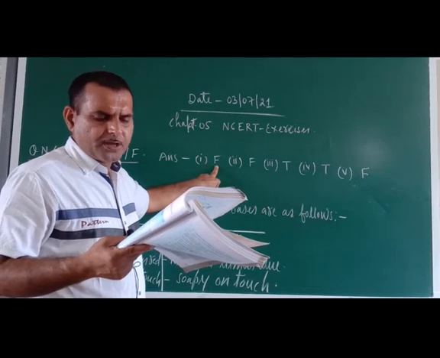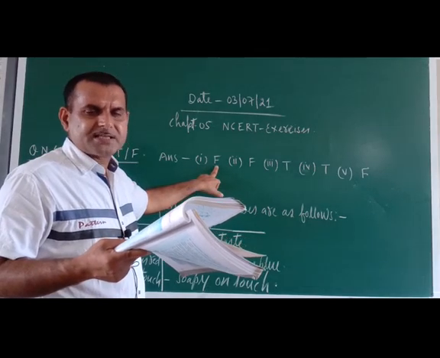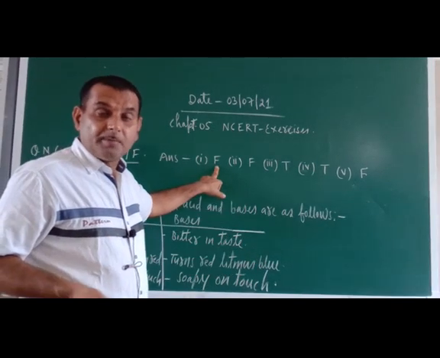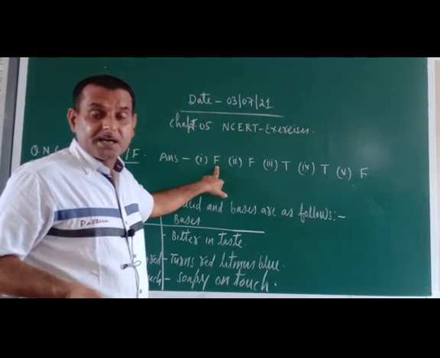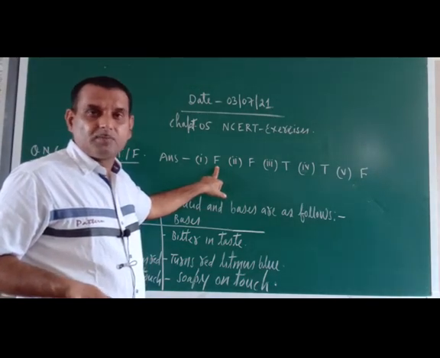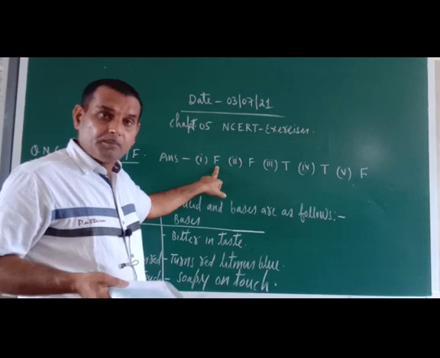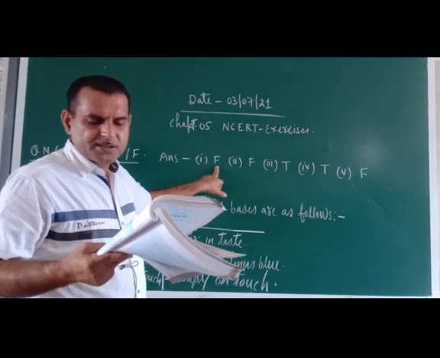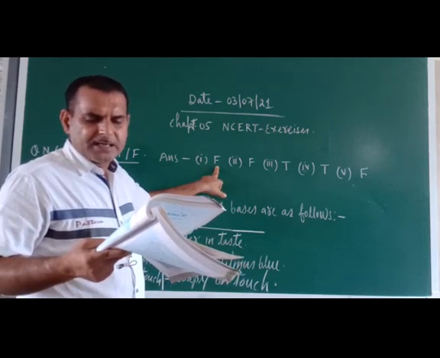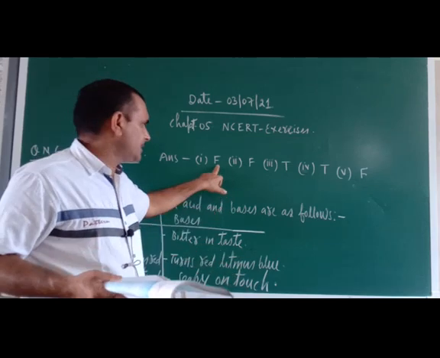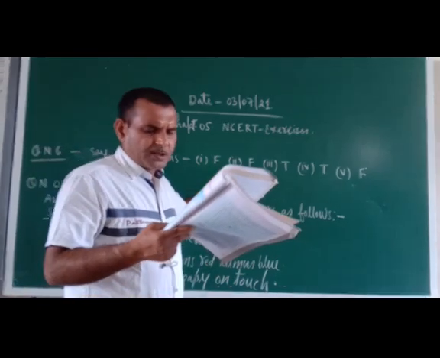Next one is: sodium hydroxide turns blue litmus red. Sodium hydroxide is a base. Bases always turn red litmus blue, but blue remains blue only. But in the question what is told? Sodium hydroxide turns blue litmus red. That is also false.